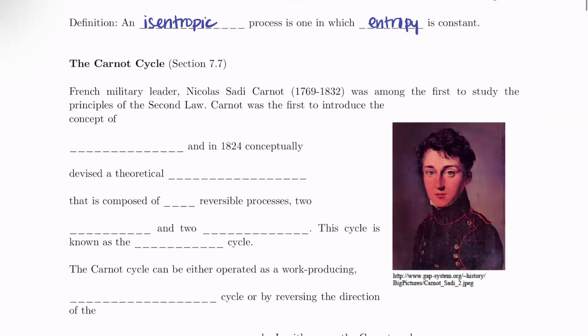All right. Now we are ready to talk about the Carnot cycle. If you remember from the last unit, I brought up the Carnot cycle a bunch of times and said, but wait, there's more, we'll talk about it later. Now is that time. Nicolas Sadi Carnot was a French military leader in the late 1700s and early 1800s. He was among the first to study the principles of the second law of thermodynamics, and he was the very first to introduce the concept of cyclic operation.